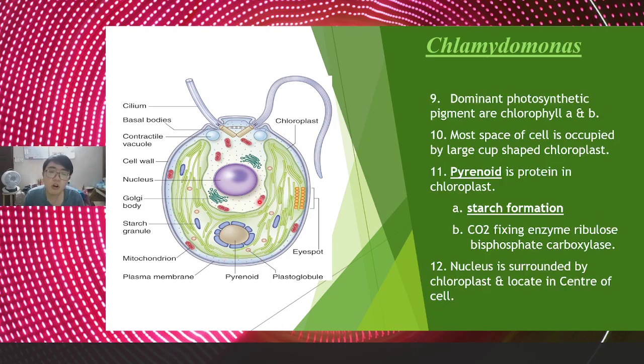Okay, so the dominant photosynthetic pigments of the chloroplast for this alga, Chlamydomonas, are chlorophyll A and chlorophyll B. If you know the chlorophyll pigments, actually not only chlorophyll A and B, but the dominant ones are chlorophyll A and B. And most of the space of the cell is occupied by a cup-shaped chloroplast. As I mentioned before, the chloroplast is very big. It is known as a large cup shape, like a cup. It is very big.